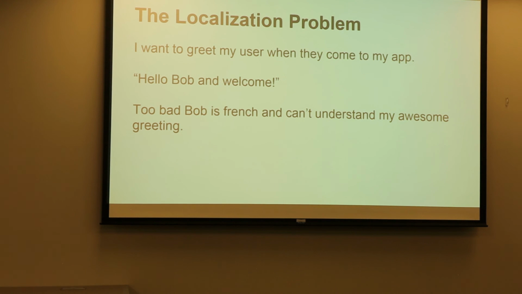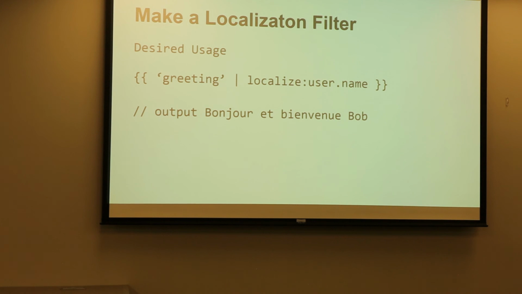So we had a couple different localization problems. One of the main ones was that we want some way to communicate an issue, maybe an error or anything like that, and it's going to be kind of a paragraph where you want to plug in possibly a variable. In this case, we have a user that we want to greet in our app. We want to say hello, Bob, and welcome. But the problem is Bob is French, so he can't understand this awesome greeting. So this was kind of what we envisioned we could do.